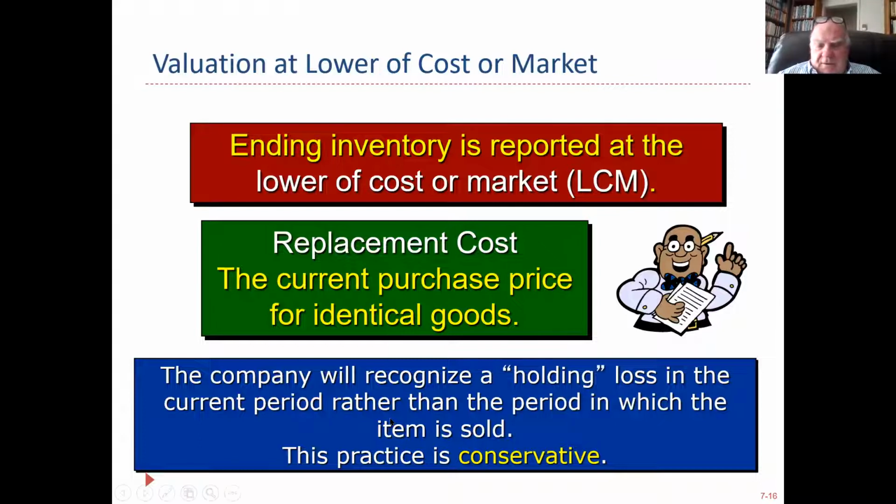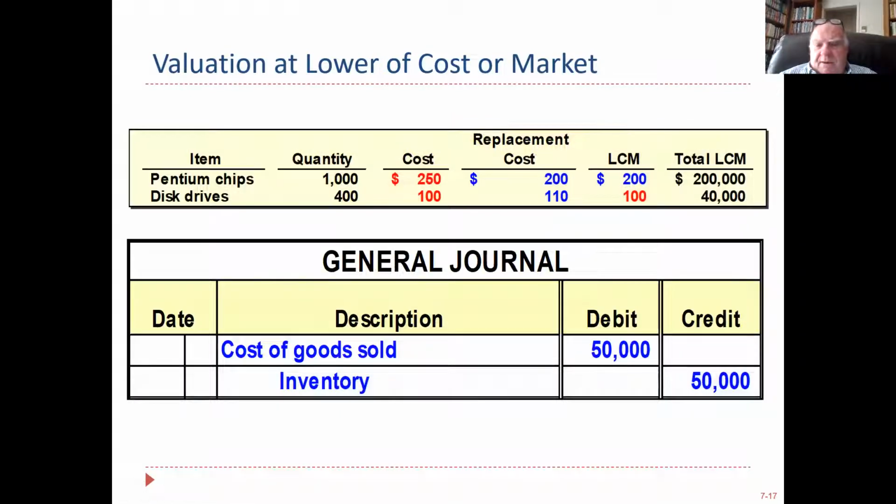So let me get into the next slide, and let's finish up with a couple things here. Let's try to understand this and make it as simple as possible. We need to have an inventory expressed at the lower of cost or market. Market means replacement cost. So this company, Intel probably, bought 1,000 Pentium chips. They paid $250 for them, okay?